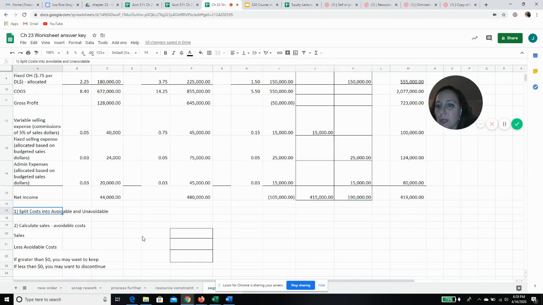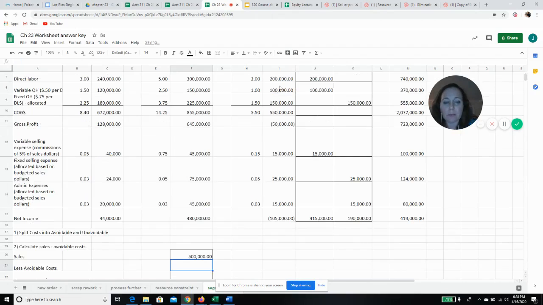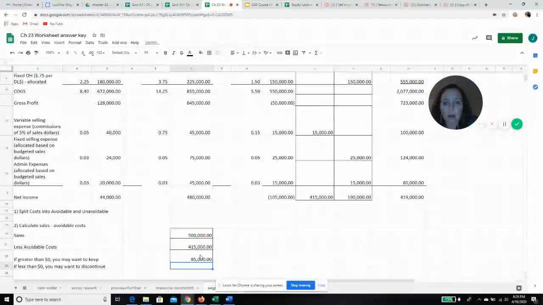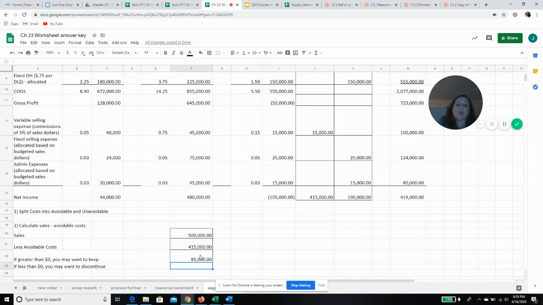So we had 3 steps here. Our first step, split costs into avoidable and unavoidable. We've done that. Then we need to calculate sales minus avoidable costs. So our sales for product C, remember this is just for product C, are $500,000, and our avoidable costs are $415,000. So our sales minus our avoidable costs are $85,000. Okay, so that means that our contribution margin basically is $85,000.